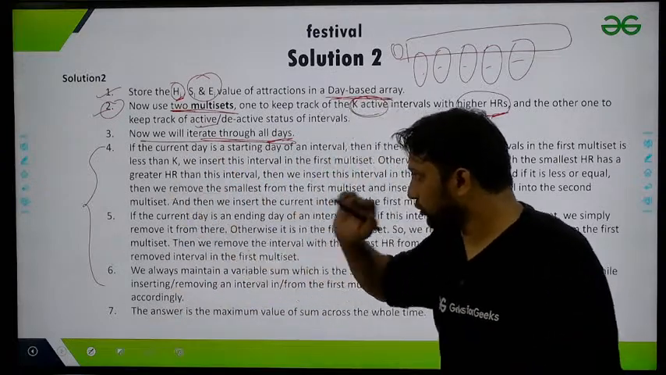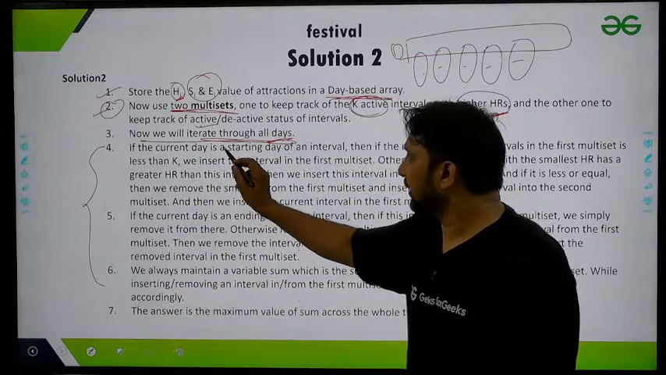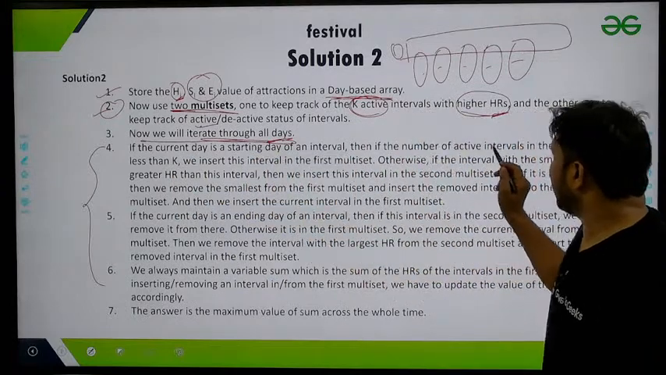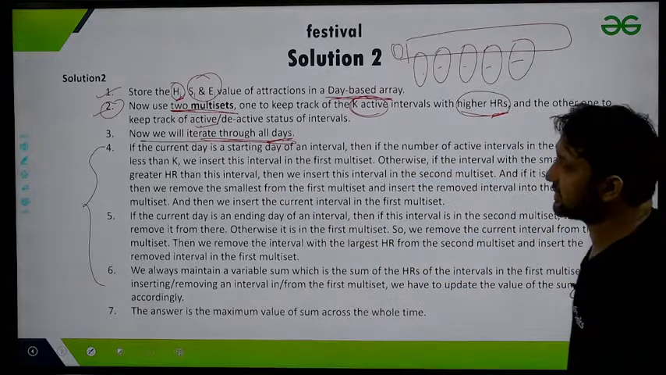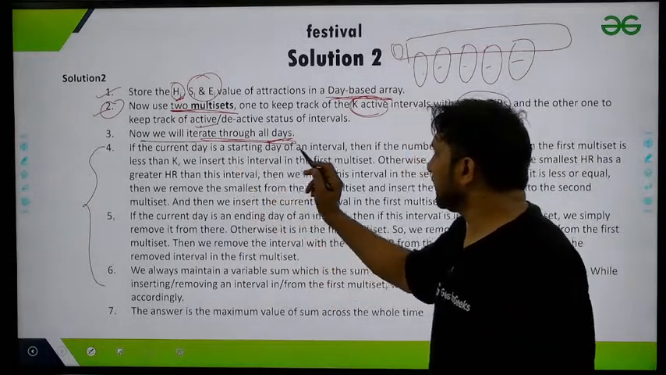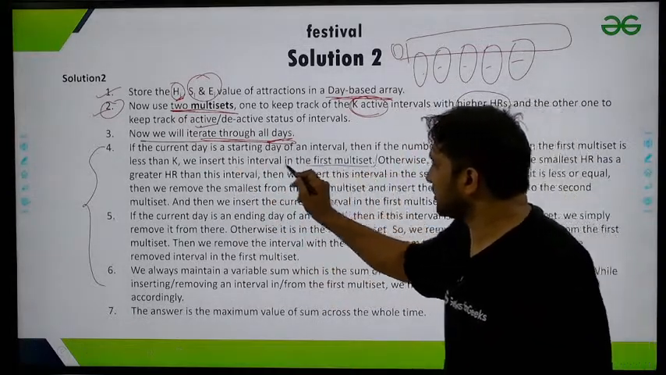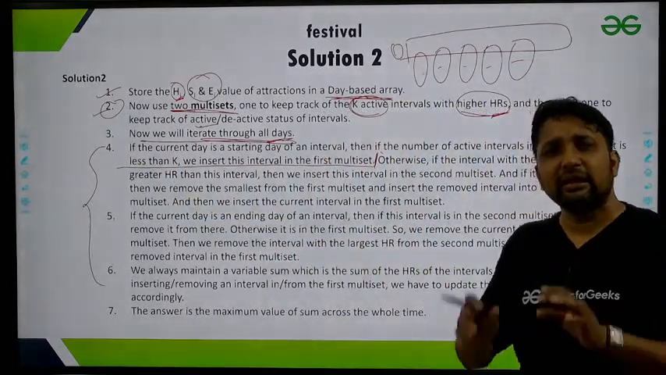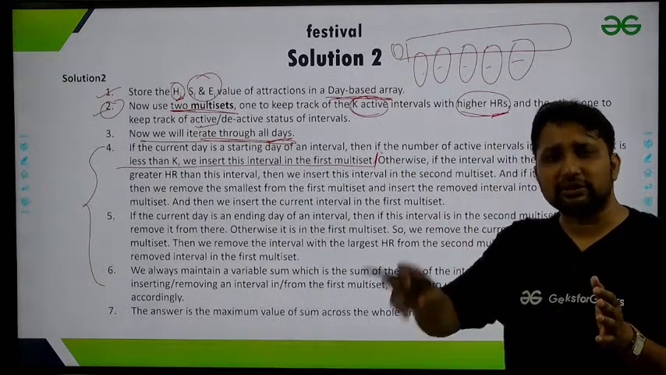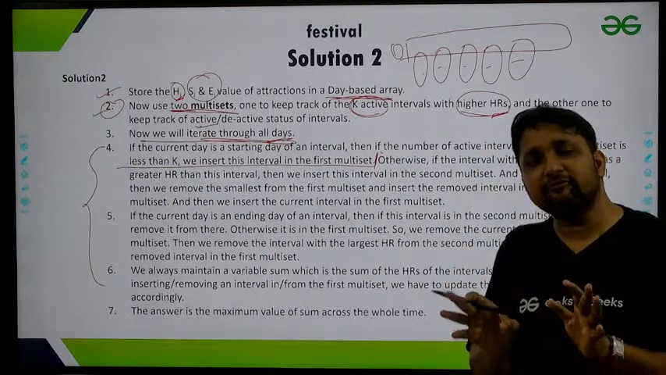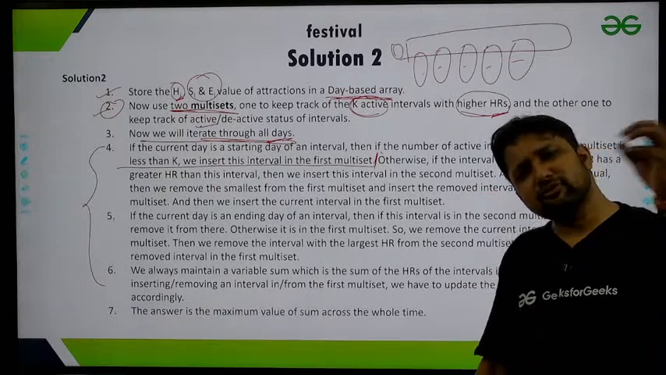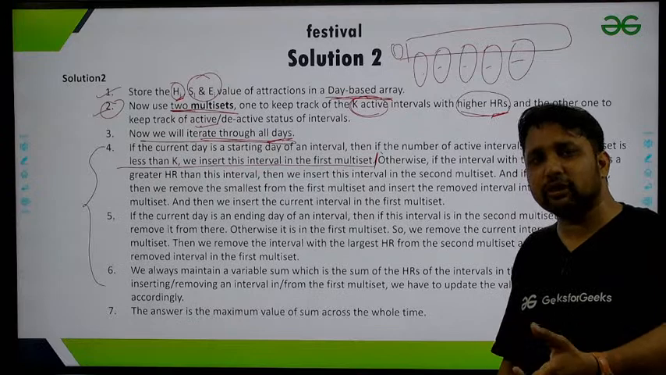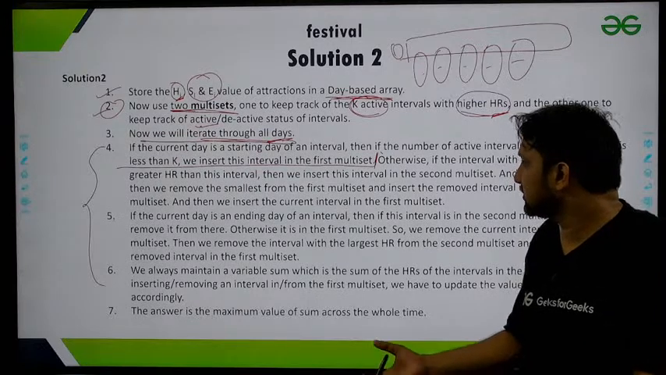Okay, let me read this for you people also. If the current day is the starting day of an interval, then if the number of active intervals in the first multiset is less than k, we will insert the interval in the first set. This is very simple actually. Up to here he is saying that our important multiset has fewer than k values. Then we will store the event in the important multiset only. That's it.